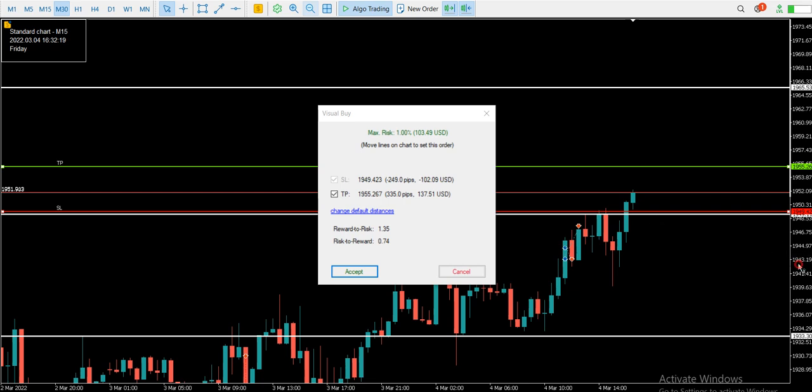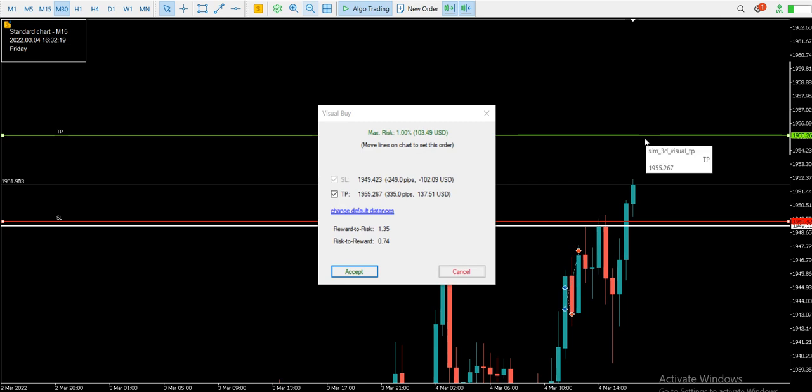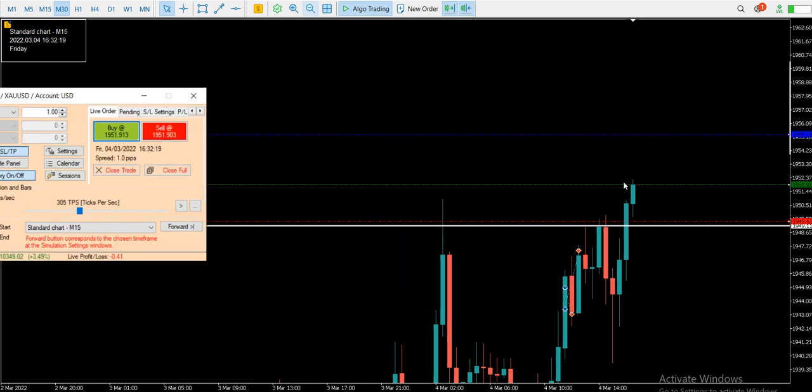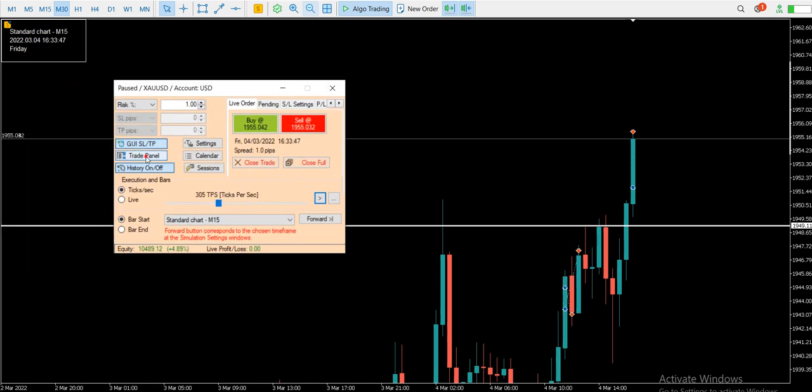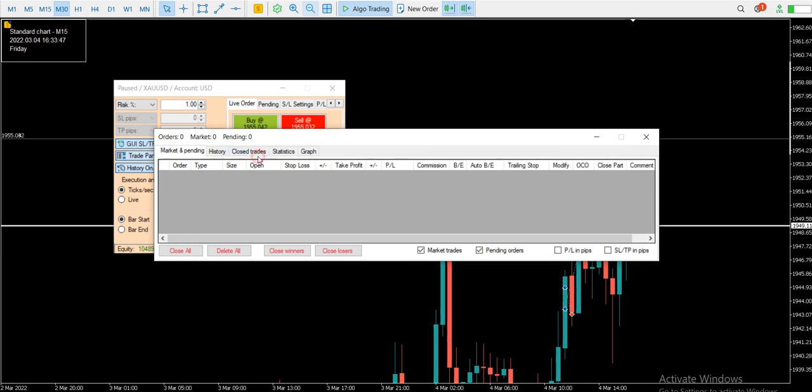So this is where I'm getting 1 by 1. If I lose, I lose $102. If I make, I'll make $139. So accept it. Even my entry is late. This was the original point of entry. Play it and see what happens, and boom, easy. That's it. Okay, let's see the stats and close trades.